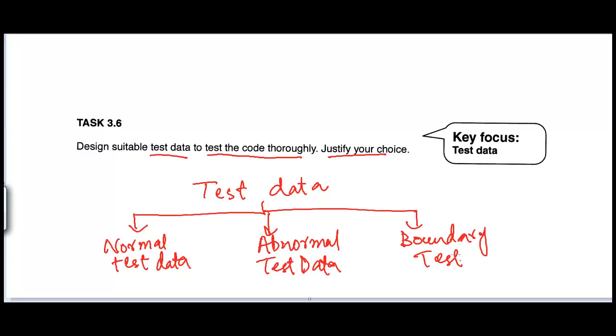So these are the three categories of data. If we are designing test data for a program, then we should have one example of normal test data, one example of abnormal test data, and one example of boundary test data. So let's take a look at our solution.